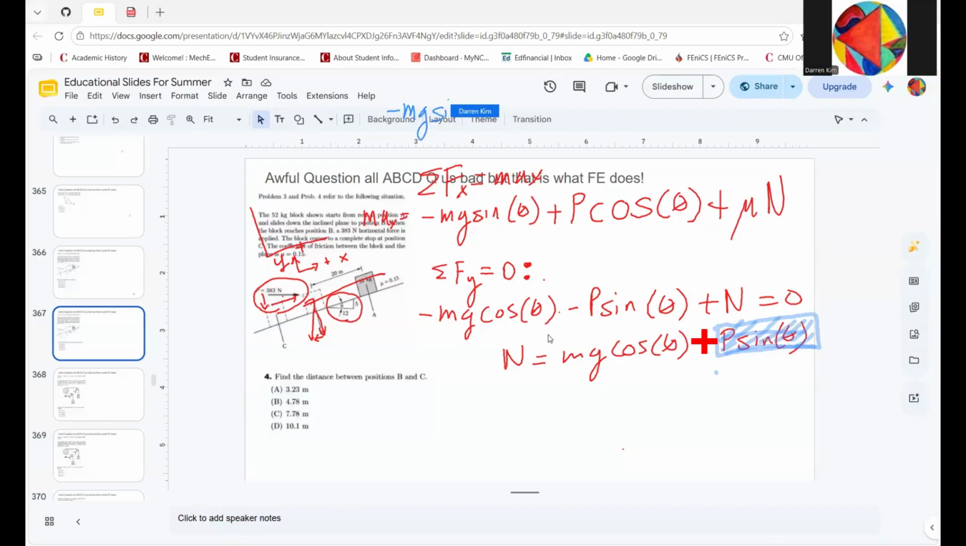So you can see that the full equation now in the y direction is mg cosine theta minus P sine theta equals max.